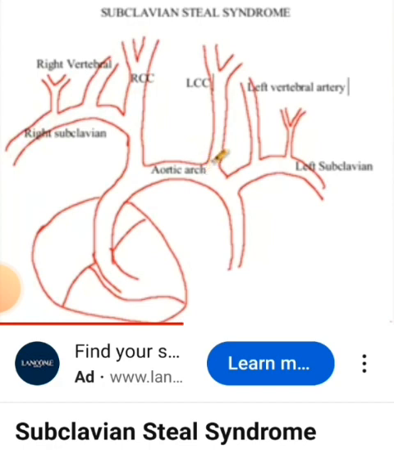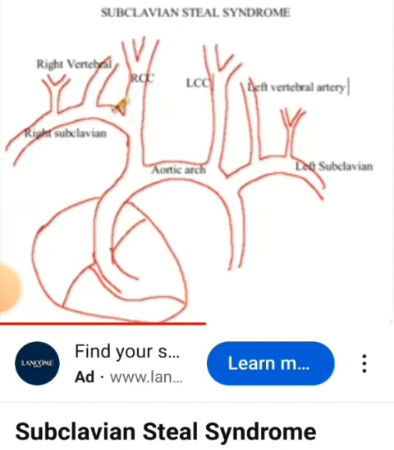On the left side, you see the left common carotid artery, which gives off the left internal carotid and left external carotid arteries. This is the left subclavian artery. This is the left vertebral artery. This is the left thyrocervical trunk. I'll give you an example just on one side.